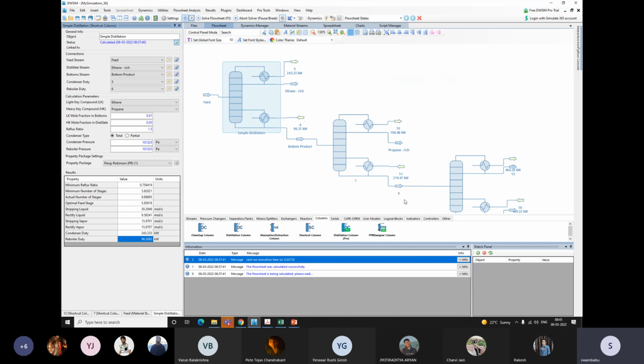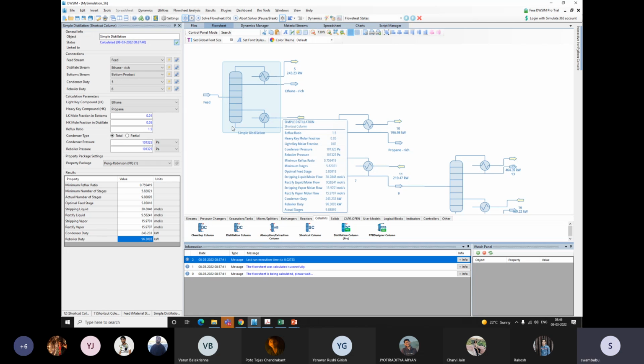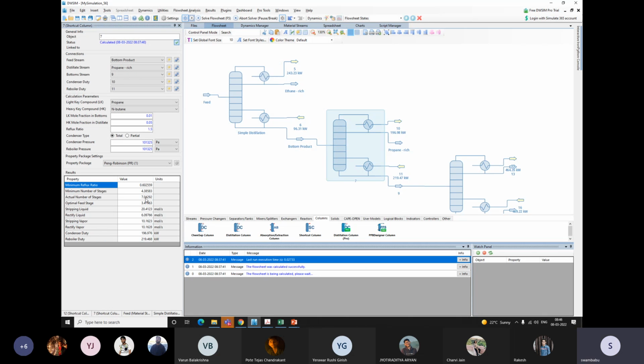From the simple distillation column, we can get approximately how many total trays are required. We can add this one plus this one plus this one. For example, in the first section we need approximately 10, in the second approximately 7, so 17, and here again 10. So almost 27 distillation trays are needed. The actual number is usually less than the total sum, but we can give that maximum number.